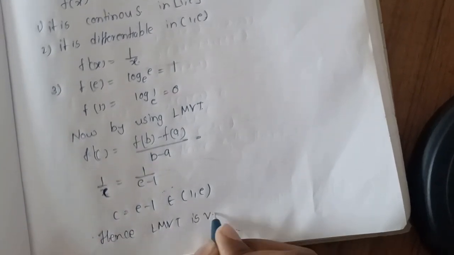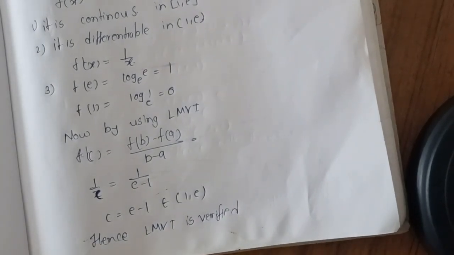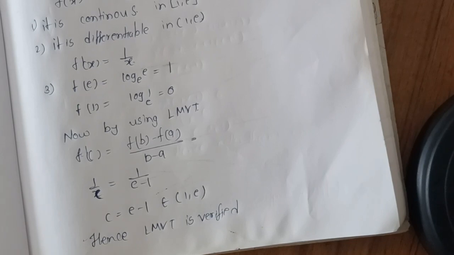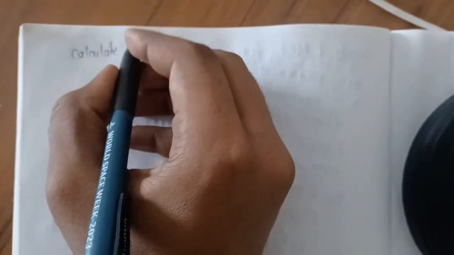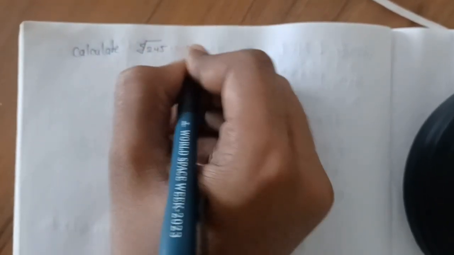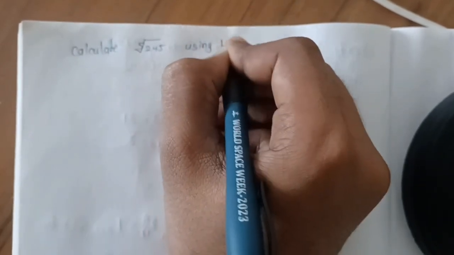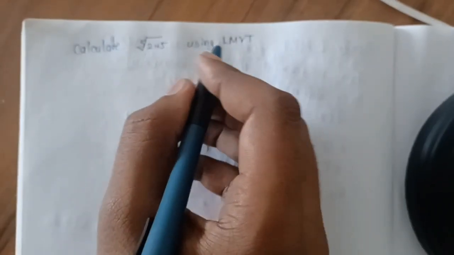LMVT is verified. These are the two problems in which we verify the LMVT theorem, and next we see different problems and how we have to solve them. Now let us consider the next problem. Calculate the fifth root of 245 using LMVT. We have to find the value of the fifth root of 245 by using the LMVT theorem.